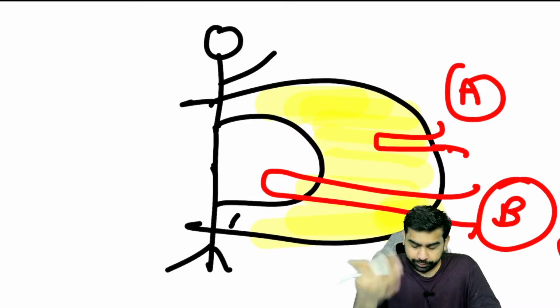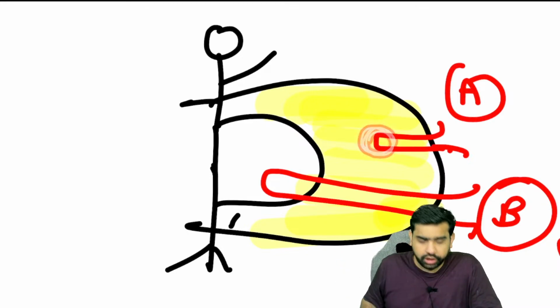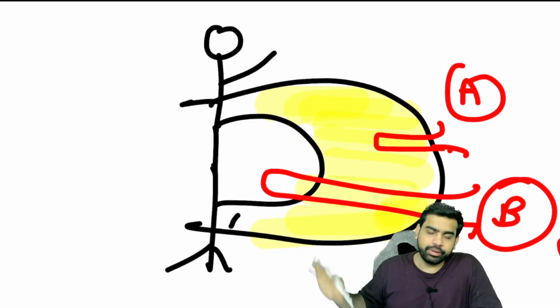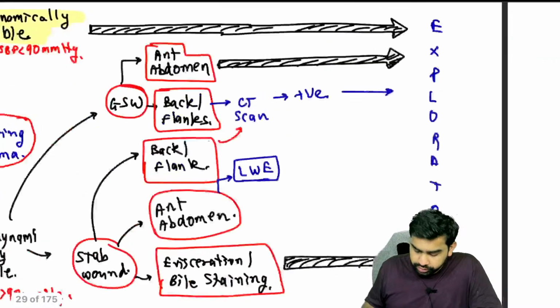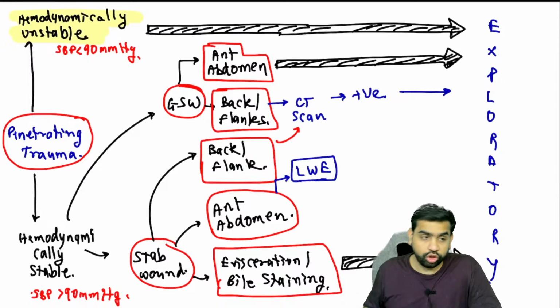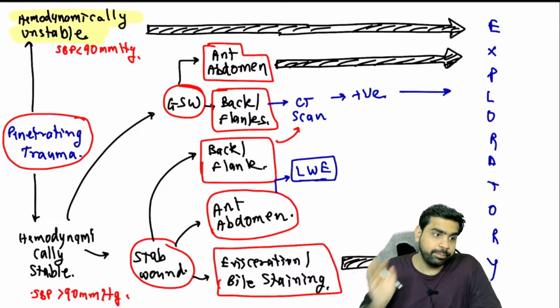Are you understanding my point? If it is just over here, you are sure that no major significant intra-abdominal injury has happened in this particular patient, right? And that is the reason why you have to perform a local wound exploration. So what is the aim of performing a local wound exploration? To see whether the peritoneum has been breached or not.